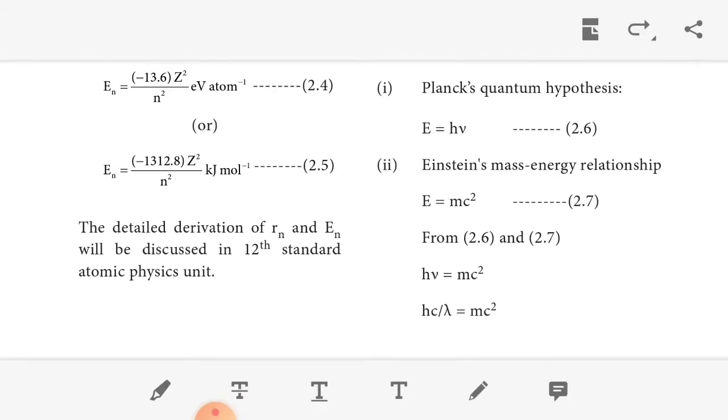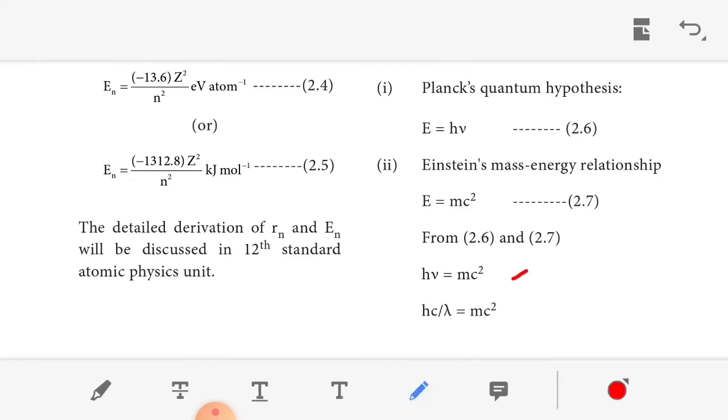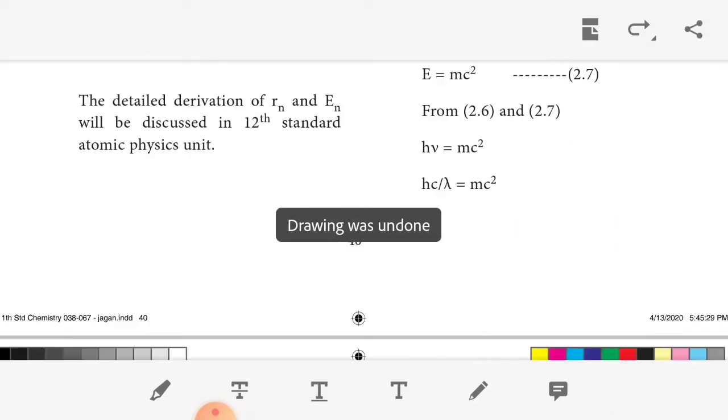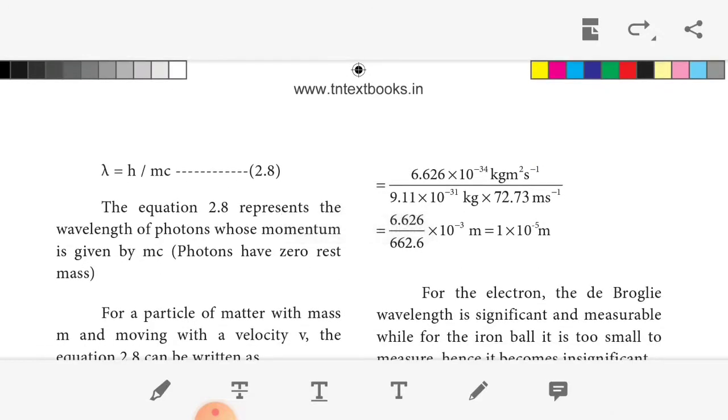Now comparing equations 2.6 and 2.7, we get h nu equals mc square. Nu is equal to c by lambda, so we substitute it here: h c by lambda equals mc square. Rearranging, lambda equals h by mc. This is equation 2.8, which represents the wavelength of a photon whose momentum is given by mc.